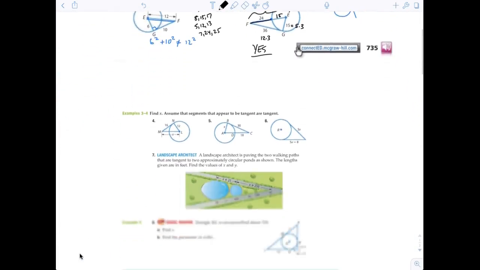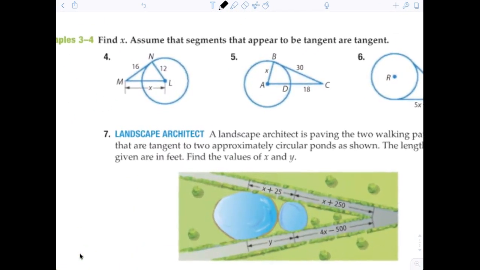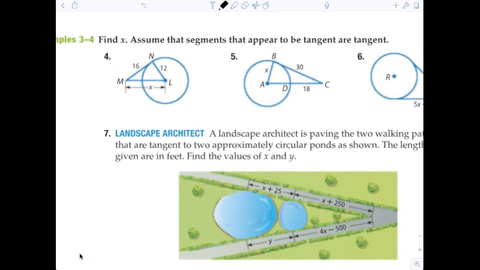All right, here we go. Let's look now at question number 4. It says assume the segments that appear to be tangent are tangent. So in this case, we are trying to figure out what x is. And obviously x is 20. Again, this is what I'm trying to tell you. I want everybody to be able to recognize that.